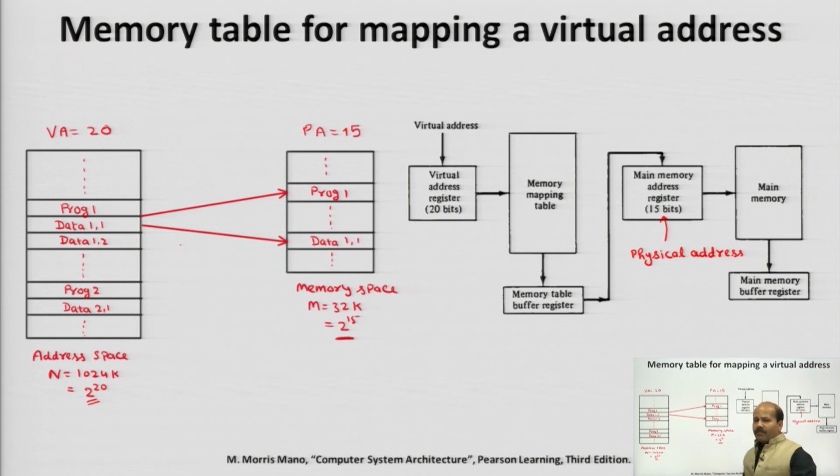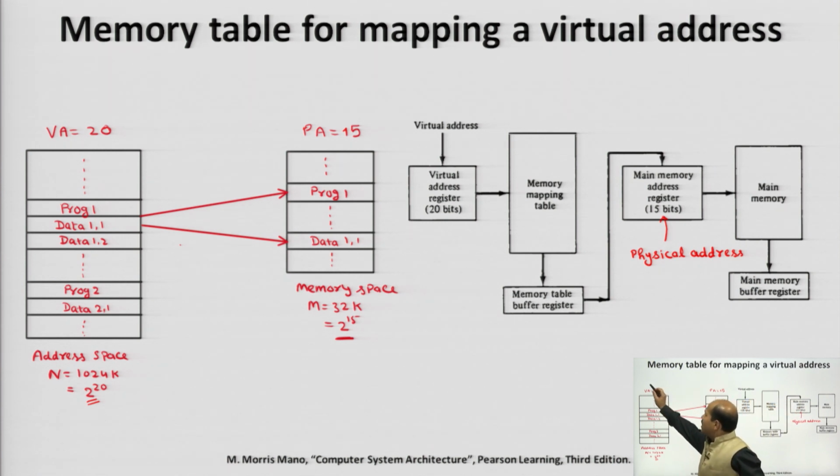Obviously, if a virtual address is given to us, we have to calculate the physical address corresponding to that virtual address. So, a mapping table is required in that case. We have to understand this mapping table.